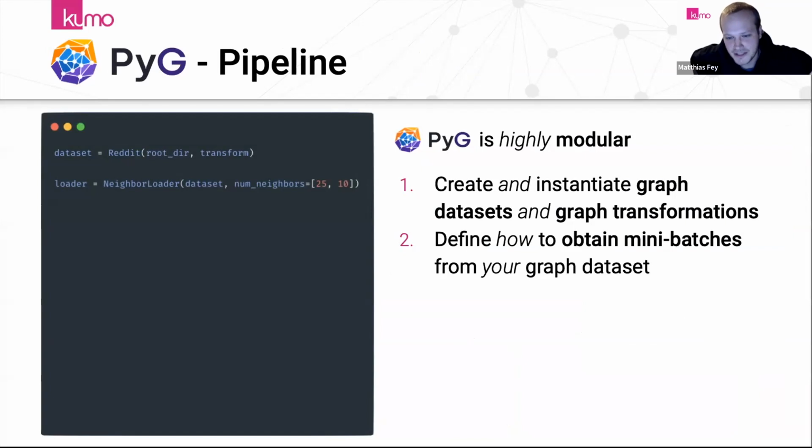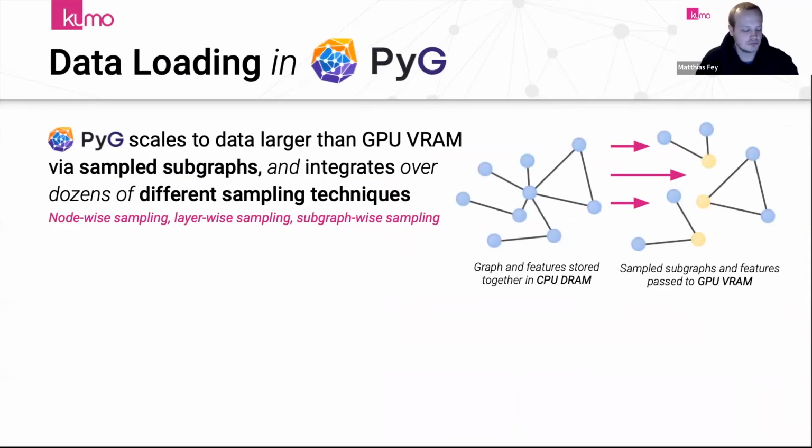After you define your graph, the pipeline continues to define how to obtain mini-batches from this graph dataset. There are different principles on how to do that. The most common one is that you're working on a single large graph, but that single large graph is too large to fit into GPU memory. So you're doing some form of sampling, sampling subgraphs, and you only feed these subgraphs into the GNN as a form of mini-batching.